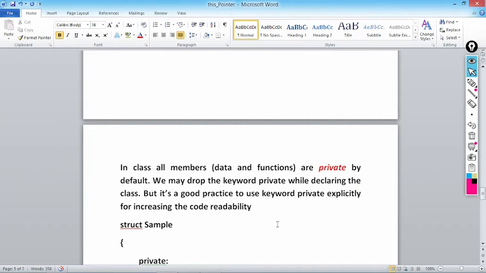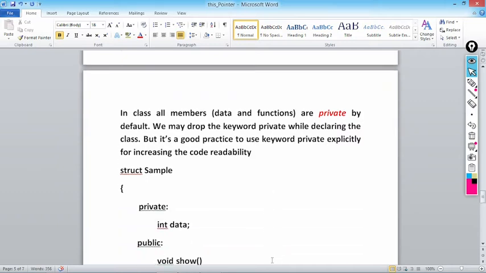By seeing the access specifier, there is nothing like by default. It is looking private, okay fine, this member is private. If it is written public, okay fine, this member is public. Then in class, all members, data and functions, are private by default. We may drop the keyword private while declaring the class, but it's a good practice to use the keyword private explicitly for increasing the code readability.